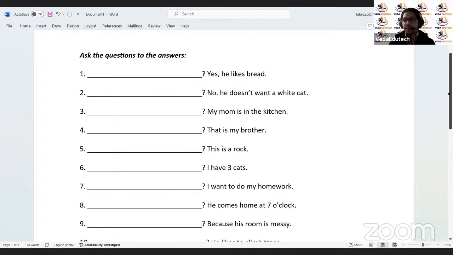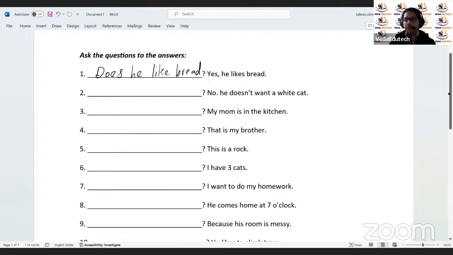यहाँ पे जैसे हमने कुछ examples लिए हैं. So for example, if you see, yes, he likes bread, then what is the possible question? Possible question is, I'll quickly write it. Does he like bread? Okay, does he like bread? This is your possible question. And the answer is yes, he likes bread. Possible, because you can also give a negative answer. No, he doesn't like bread.